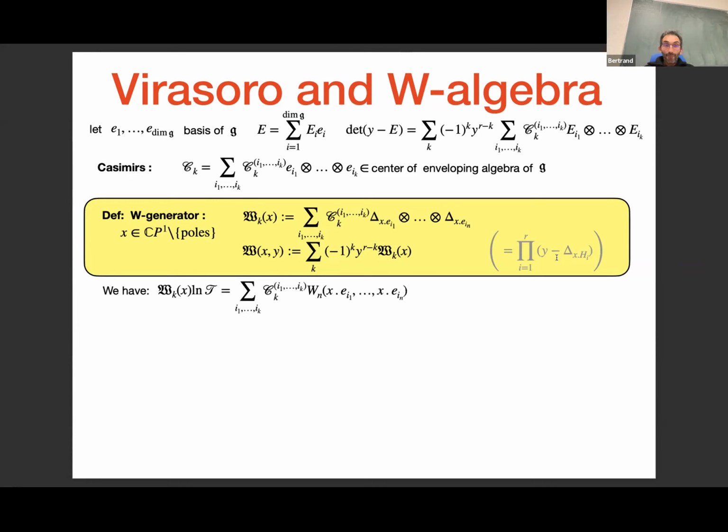So one property, almost by definition: how does this Wk act on log tau, for example? When it acts on log tau, it will take this multilinear combination with the Casimir coefficients of Wn evaluated at x of e_i1 up to x of e_in. Remember that this is the same x everywhere. And remember that, in fact, Wn has simple poles, so you need a small regularization when you have simple poles, but basically this combination is in fact well defined.